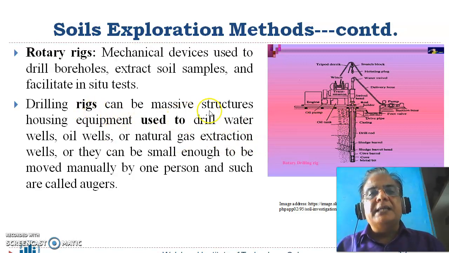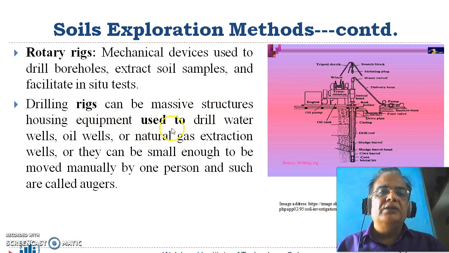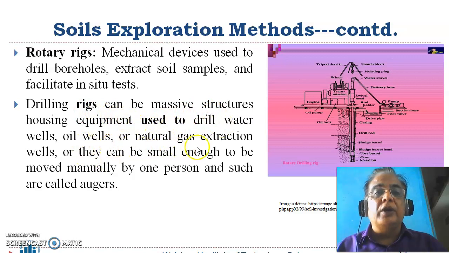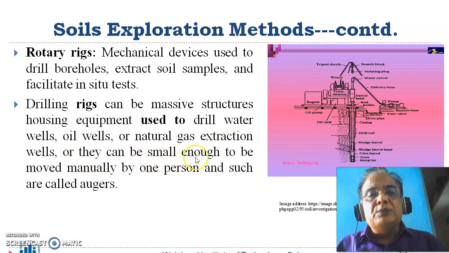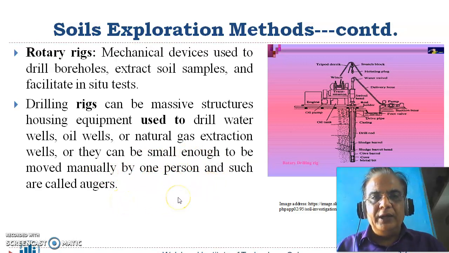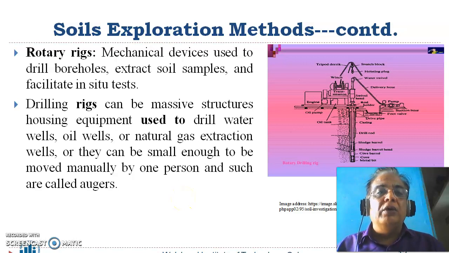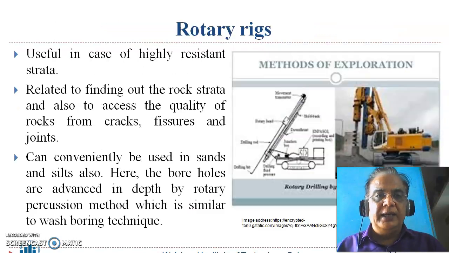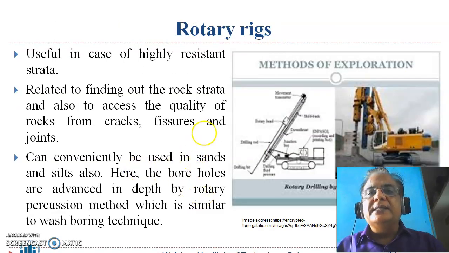Drilling rigs can be massive structures housing equipment used to drill water wells, oil wells or natural gas extraction wells, or they can be small enough to be moved manually by one person, and such are called augers. Okay, so these can be mounted on a truck, or they can sometimes be manually moved by one person using augers, right?